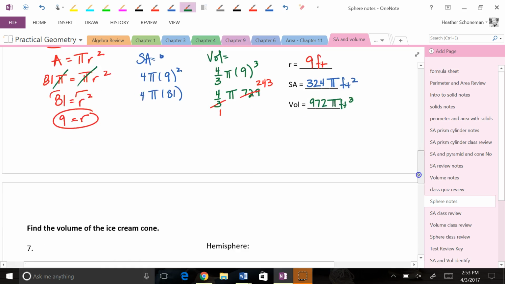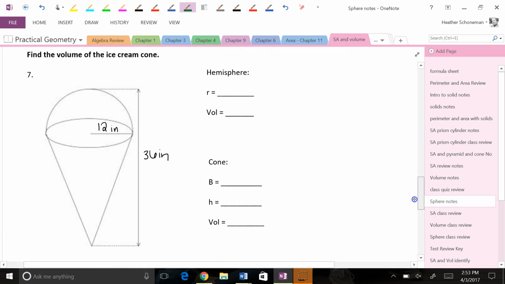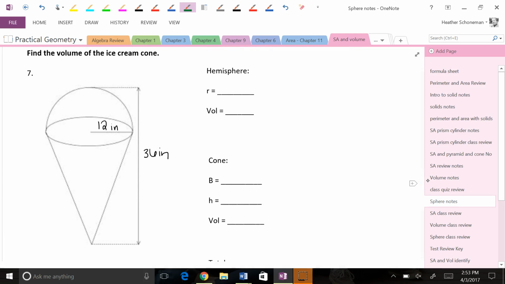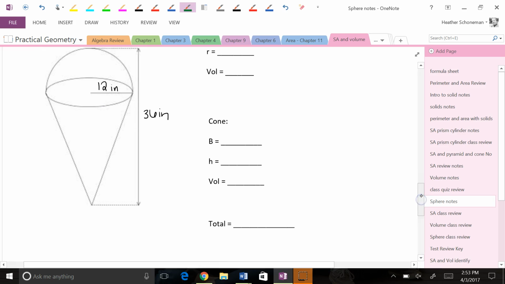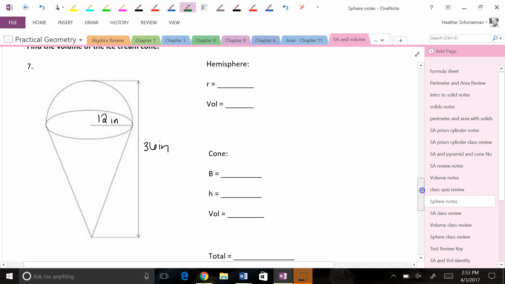Alright, one last problem on the back. We have an ice cream cone. So we're going to find the volume of the hemisphere on the top and the cone on the bottom, and then we're going to add the whole thing together to get our total volume. Okay, so start. Easy thing.